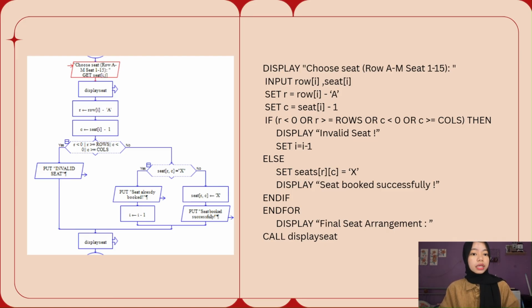After that, the program will check if the input is valid or not. If the customer enters out of the range, it will display an invalid message and ask them to choose until the input is valid. If the input is valid, the program marks the seat as booked successfully, sets it as booked with an X, and shows a success message. After all bookings are done, the program displays the final seat arrangement.